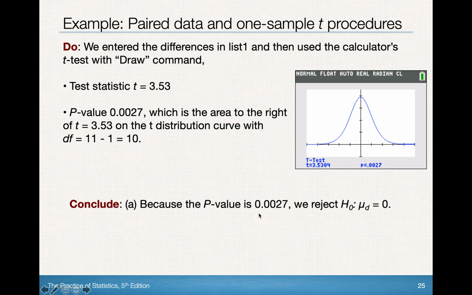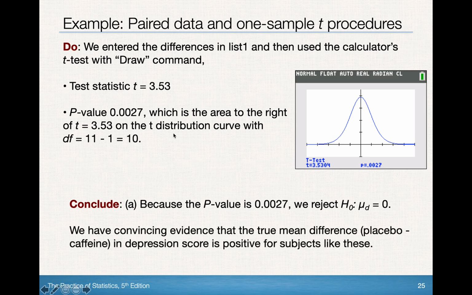And your conclusion, you're going to compare your p-value to alpha. So because my p-value is 0.0027, which is less than alpha, we're going to reject the null hypothesis. We have convincing evidence that the true mean difference in depression scores is positive for subjects like these. AKA, we have strong evidence that depriving people who are addicted to caffeine, actual caffeine, then leads to higher depression scores. That's what we're saying in this inference test. A matched pairs t-test.